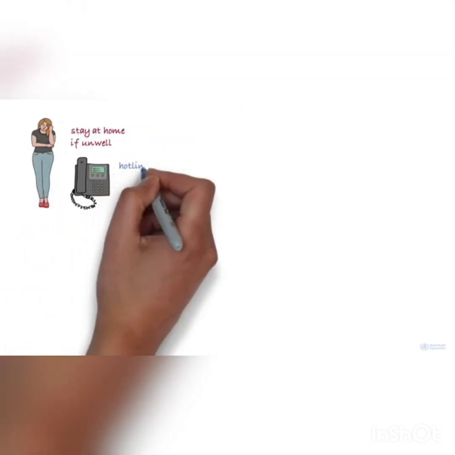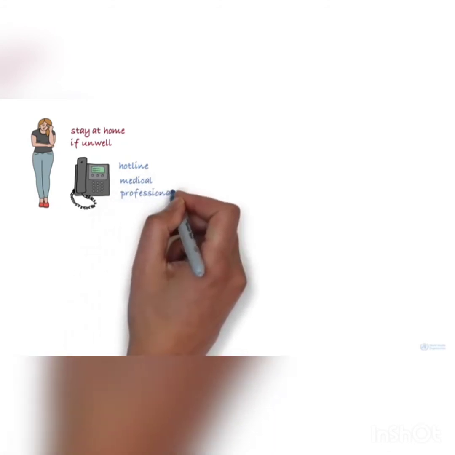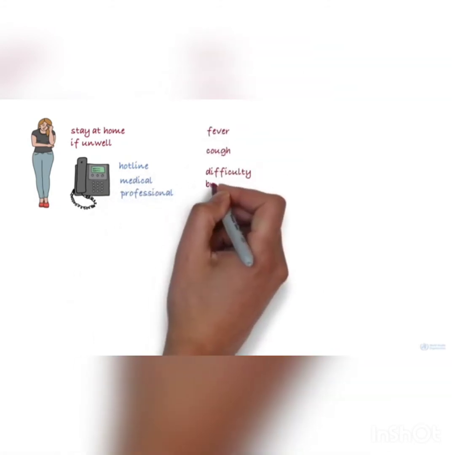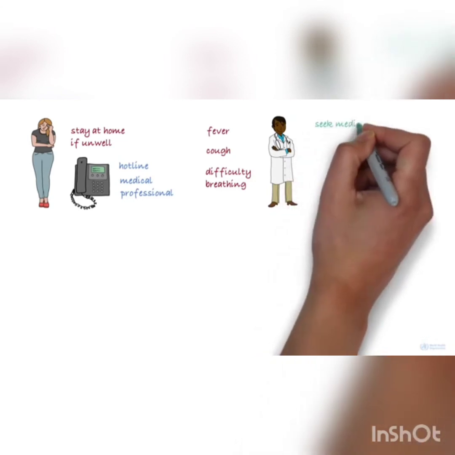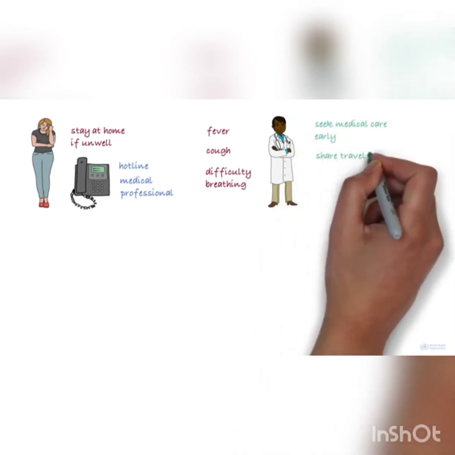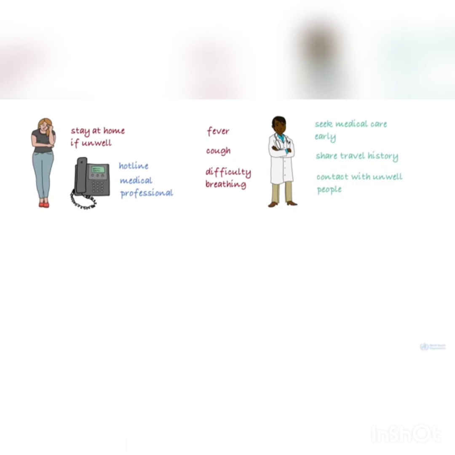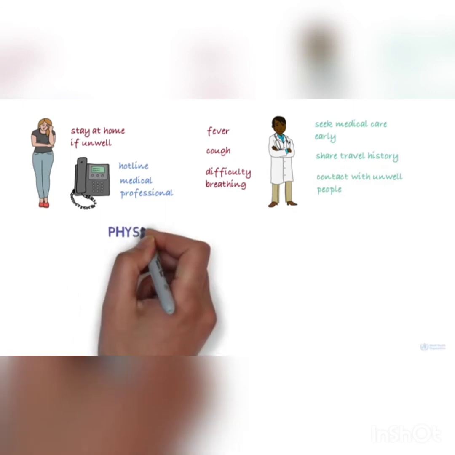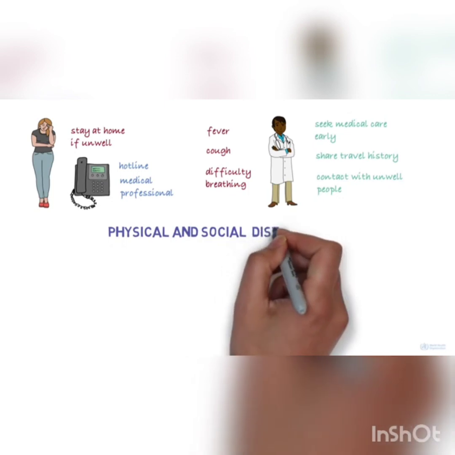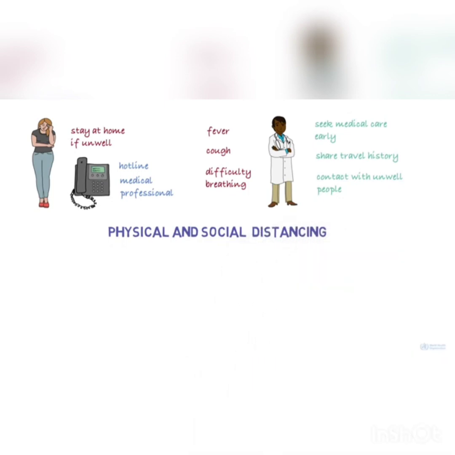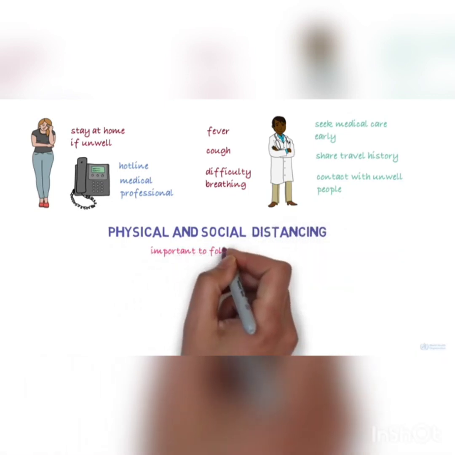It's important to stay home if you're feeling unwell and to call a hotline or your medical professional. But if you have a fever, cough, or difficulty breathing, seek medical care early and share your travel history or contact with someone unwell with your healthcare provider. In some areas, governments have implemented specific physical and social distancing measures to prevent the spread of the outbreak, it's important to follow their advice.